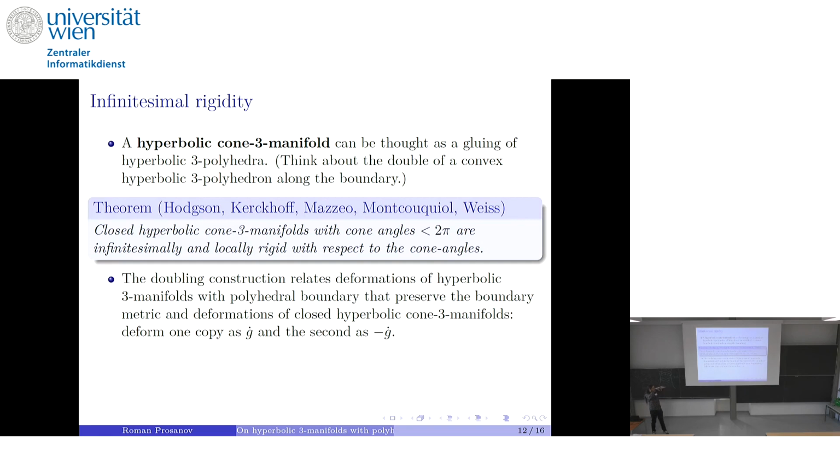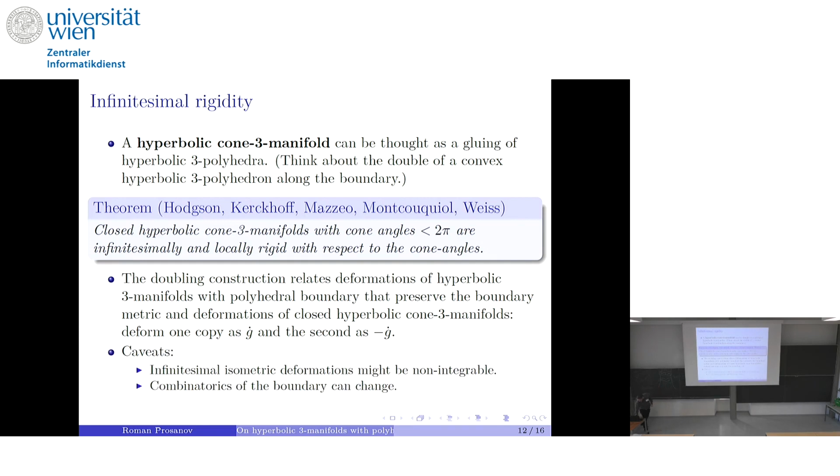And heuristically, because they infinitesimally preserve the boundary, you can glue those 2 deformations together to an infinitesimal deformation of the double. And because we are deforming one component along a tangent vector and the other component along minus this tangent vector, the infinitesimal changes induced on all the angles of the edges of the boundary get compensated on the gluing. So heuristically, we should obtain an infinitesimal deformation of the double, which is a closed hyperbolic cone-3 manifold. Okay, but there are some problems with this heuristic. So the first thing is, what does it mean?